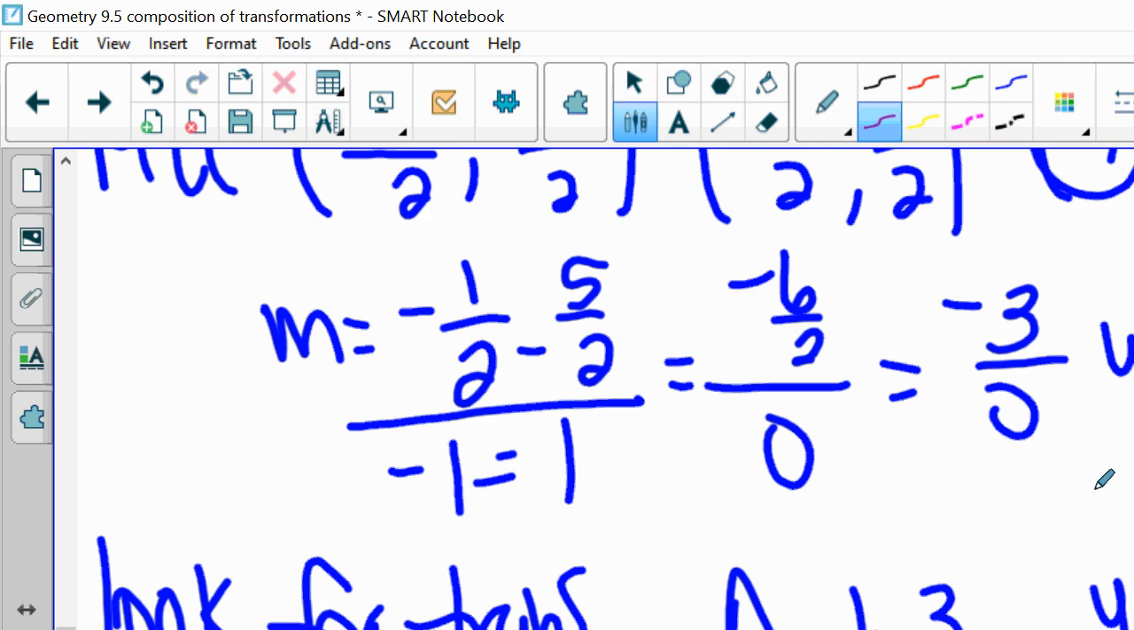So it's kind of putting everything that we've learned this week all in one lesson. That is a composition of transformations and how to find glide reflections.